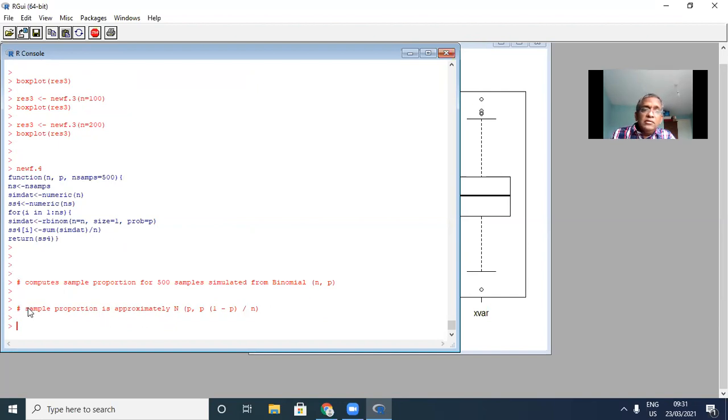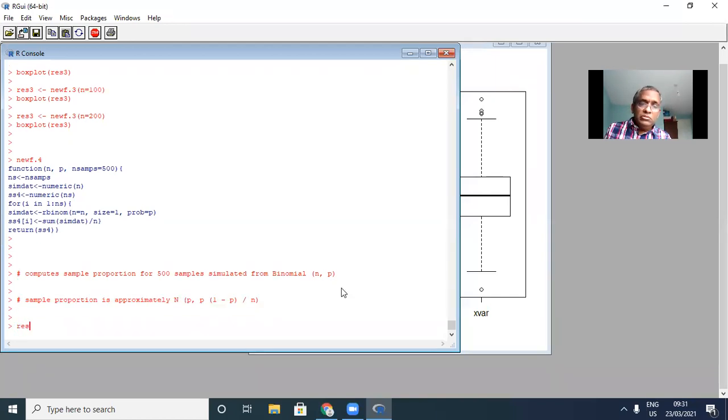Yeah, all right. So here p is the parameter of the binomial, n is the sample size. Now what I'm going to do in this exercise is to illustrate this result. This is a theoretical result. I'm going to illustrate this result using simulated data. So the first thing I need to do is to simulate the data.